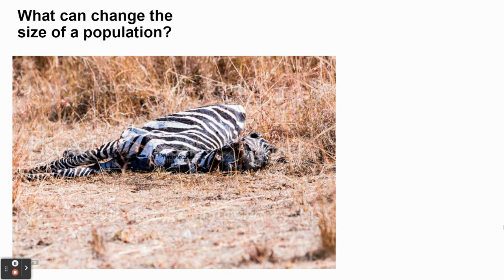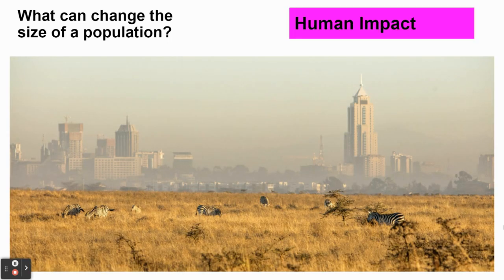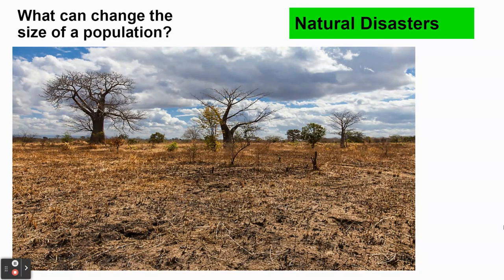Other factors that can change the size of a population, well, disease is one. Also human impact. So here, humans can have an effect. Maybe they cause habitat loss for a population, or there could be pollution, say the air is polluted here, or there could be hunting, and these can all reduce the size of a population. Natural disasters can have an effect as well. So if there's a drought, for example, that will reduce the food source or water availability, and the numbers in that population will reduce.